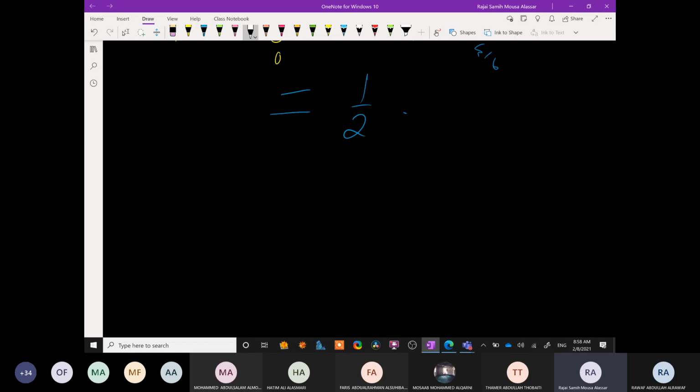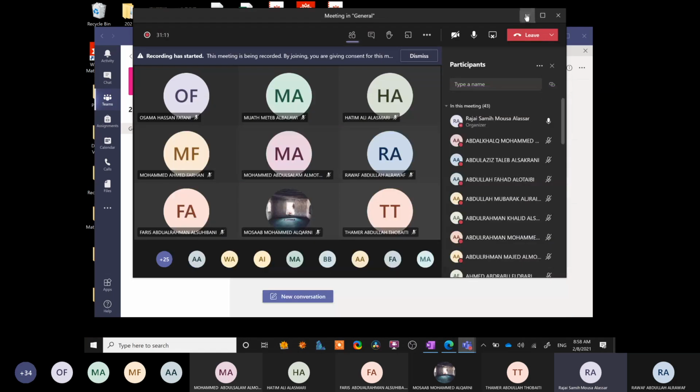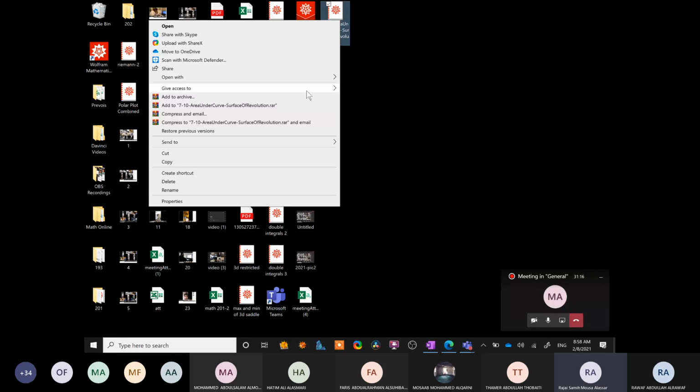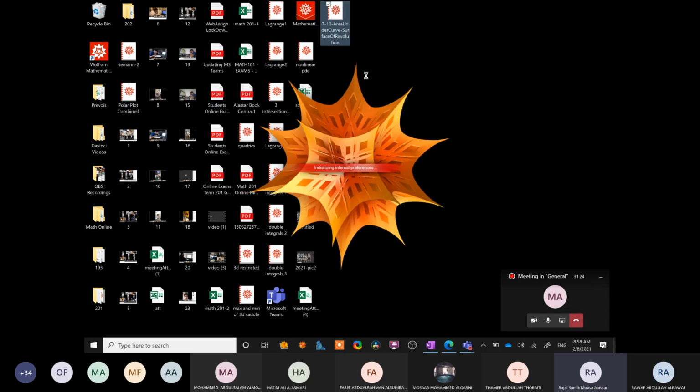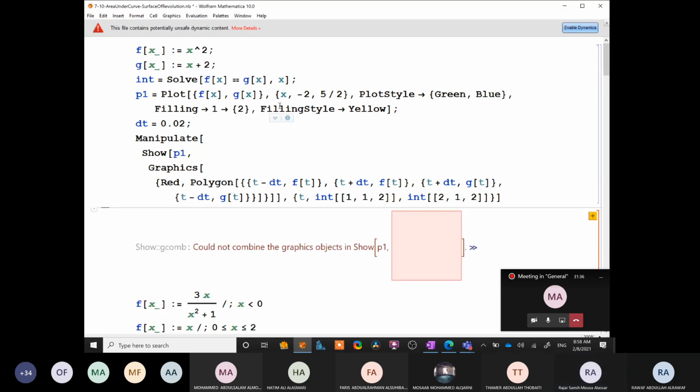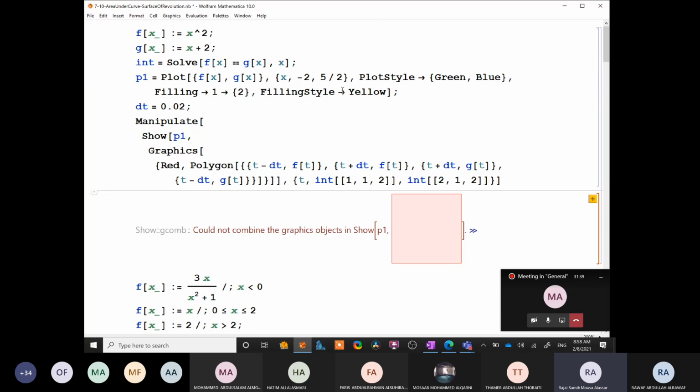Okay, here is another one. Let me show you what will happen here in general. So actually this is the integration process. This is the finding the area process.